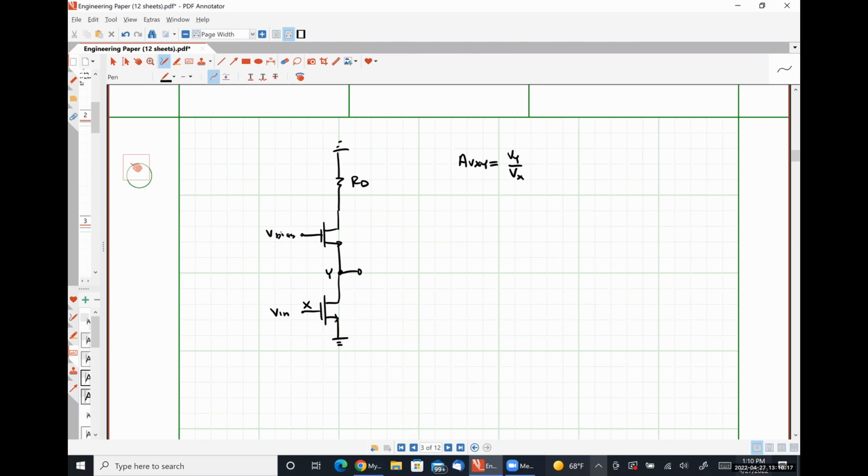The short circuit transconductance of M1, exactly right. Let's call this M1 and this M2. So capital GM should just be GM1. All right. And this should be negative GM R out. R out is just what we see looking up.